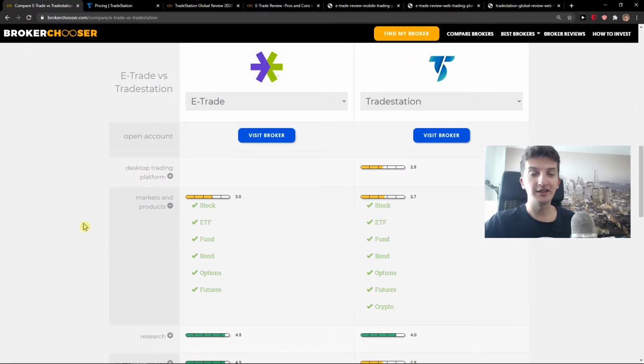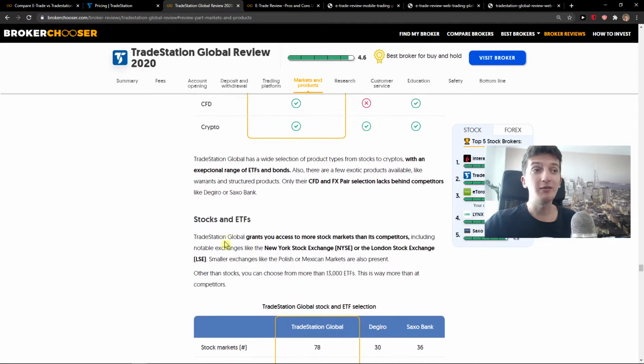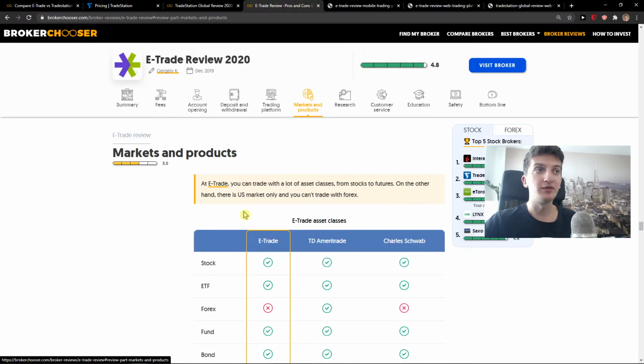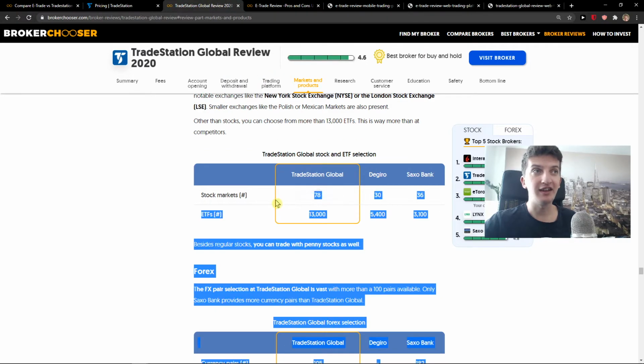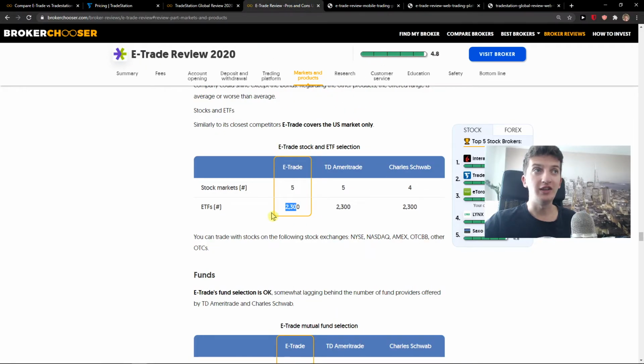Now, markets and products, this is what I mentioned in the beginning. On Tradestation, let me show you, you can literally trade everything, but most importantly, look at these ETFs, how many selections you have. And if we compare it to eTrade, stock markets 5, and you have like 78 stock markets, ETF 13,000, compared to ETF on eTrade 2,300. And it's a crazy difference. So if you're someone who is interested in investing in various markets, I would recommend going with Tradestation.